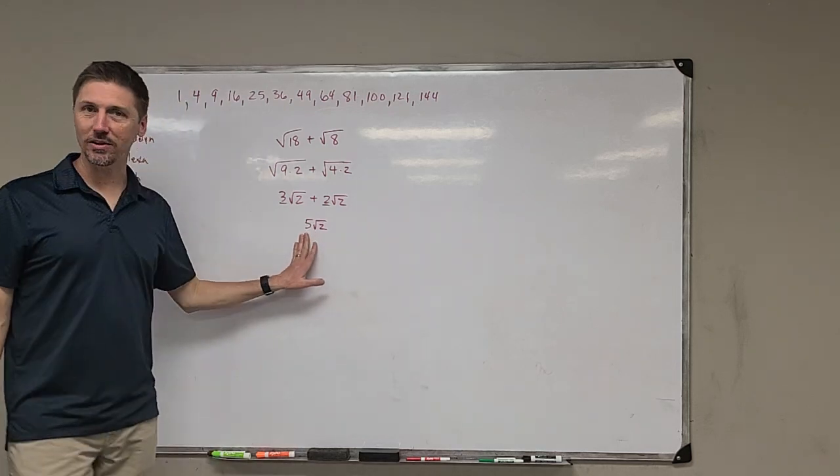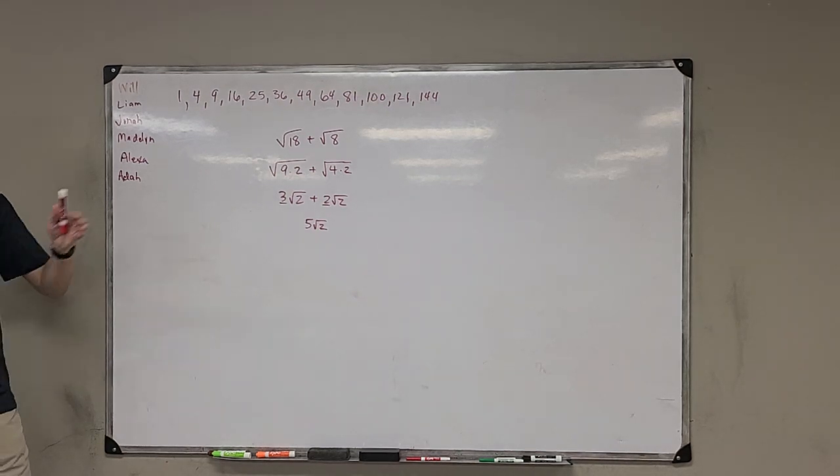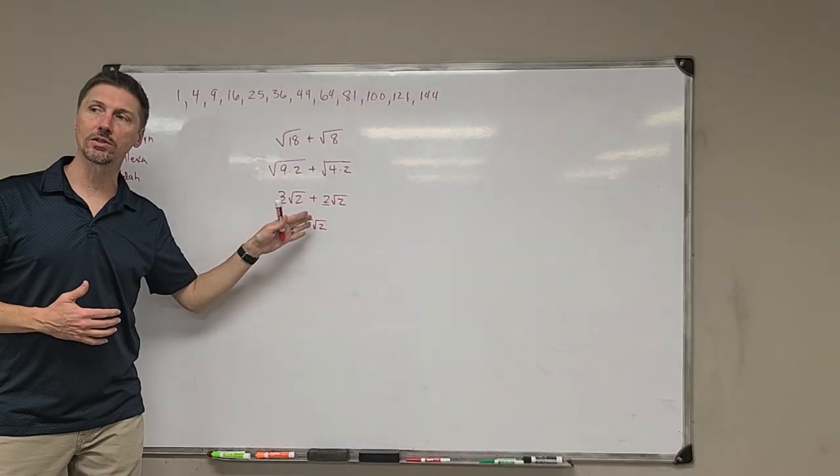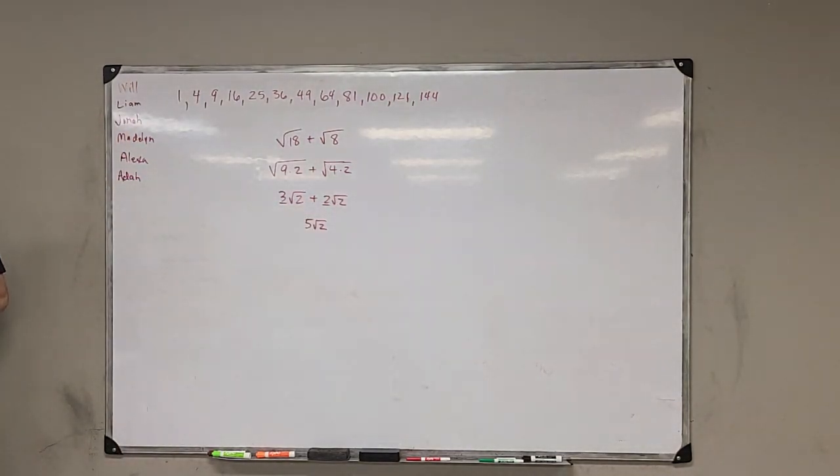All right, but yeah, that's it. 5 square root of 2. Does that make sense to everybody? So you see how we're combining a couple of things that we've learned in previous chapters and we're putting them all together now? We simplified the radicals and then we recognized where we had like terms and we added those together. Okay? Super simple.